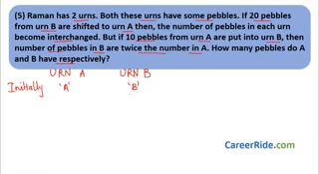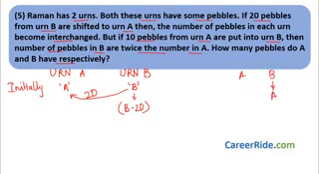What they say, if 20 pebbles from urn B are shifted to urn A, so we are taking 20 pebbles and putting it over here, okay, 20 pebbles. So how much remains in urn B? B minus 20, correct? Now what they say, once you shift 20 pebbles to urn A, the number of pebbles in each urn become interchanged. That means if initially it was A and B, then now on shifting B will have A number of pebbles, right? Because interchanged, and A will have B number of pebbles. So A number of pebbles would be equal to B minus 20, right?